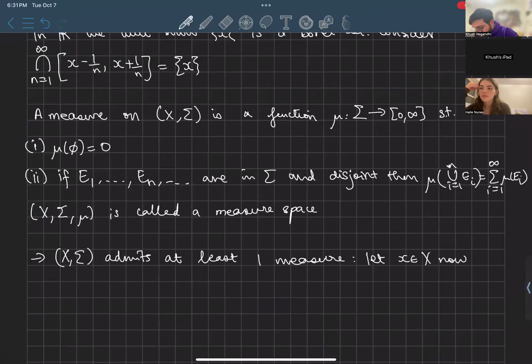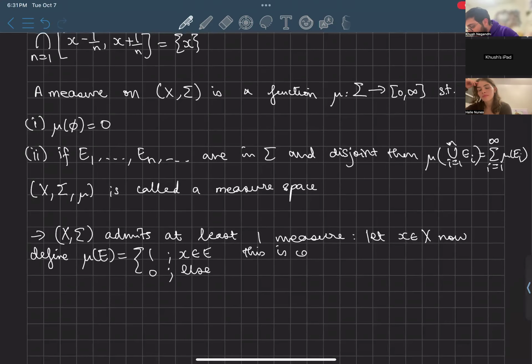Now, define the measure of a set E to be 1 if x is in E and 0 else. Okay. This is sometimes called the Dirac delta measure or the Dirac measure. And the reason this is called the Dirac measure is because if you know any distribution theory, this looks like the Dirac delta function.